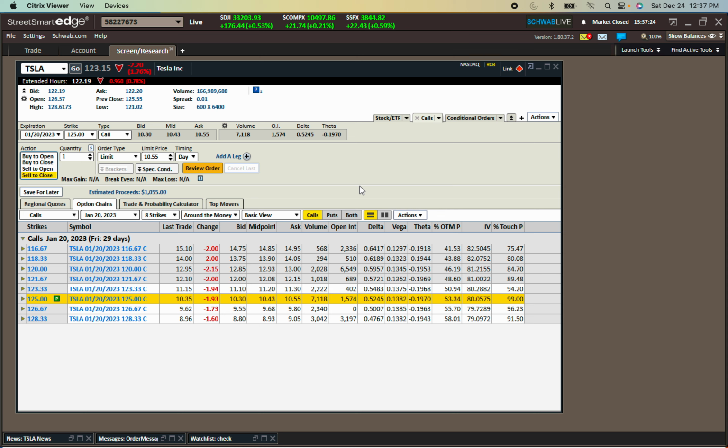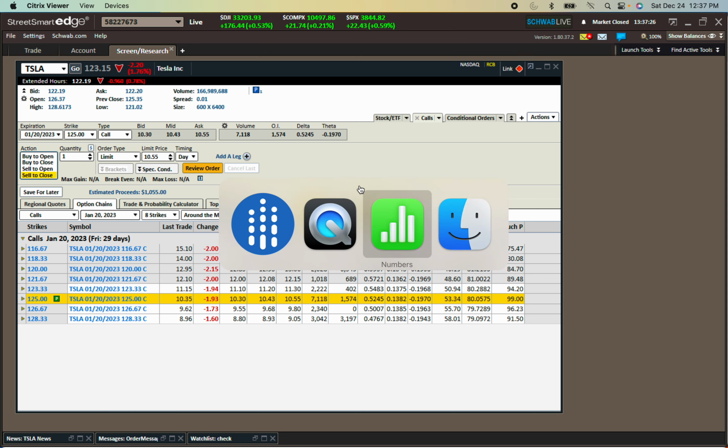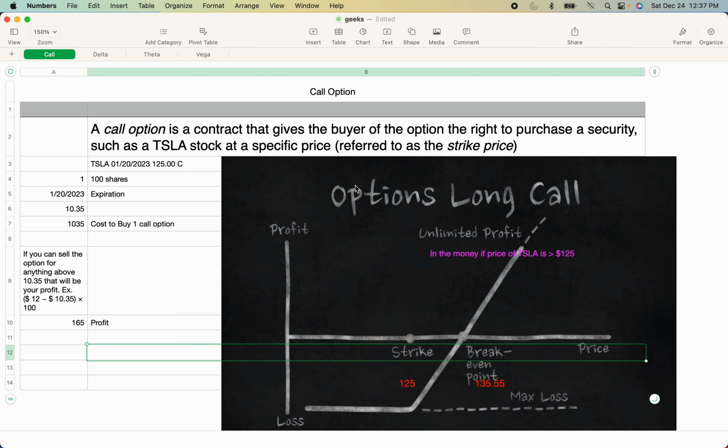Let me break this down a little further so you understand how it works. A call option is essentially a contract that gives the buyer of the option, in this case us, the right to purchase a security such as Tesla stock at a specific price, and that specific price is called the strike price. If you look at this value, you can break it down: it says Tesla, it expires on January the 20th, the strike price is 125, and C means calls. That's how options are interpreted.